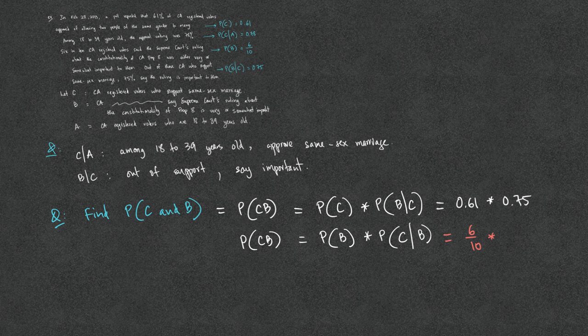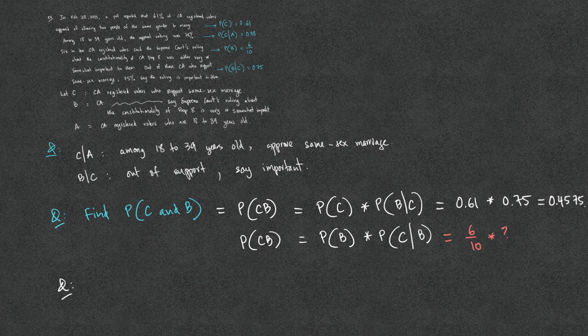And so the probability of C and B is the probability of C times the probability of B given C, or the other way; we use whichever formula that we have the information for. In this case, we don't have the information for P of C given B, so that is why we're not going to use the second formula. 0.61 times 0.75 is 0.4575.